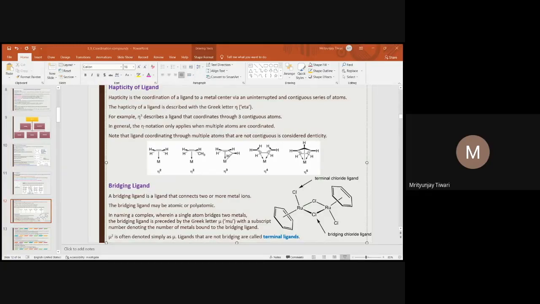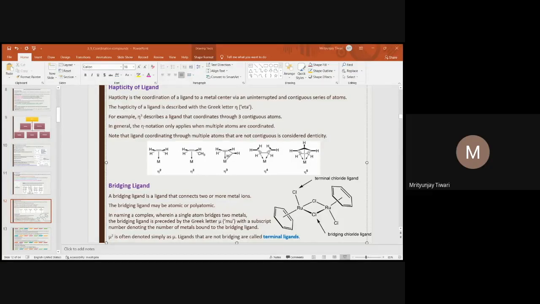And the heteroleptic complexes, there are two or more than two different types of ligands that belong to the central metal. So, for example, this Co(NH3)4Cl2. These are two different types of ligands. One is chloride, another is ammonia. And so this complex is a heteroleptic complex. This complex is also a heteroleptic complex.